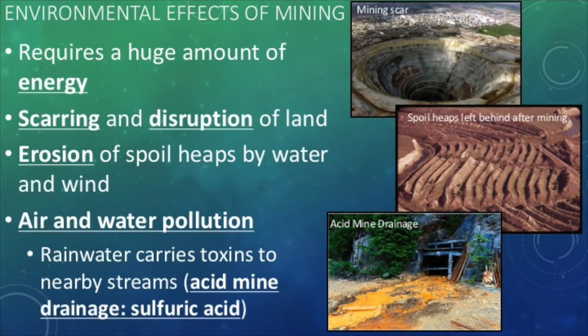Acid mine drainage occurs when sulfur compounds in mine waste are exposed to air, oxidize, and dissolve in rainwater to form a sulfuric acid solution. The acidic runoff enters waterways, causing significant ecological damage similar to that of acid rain.